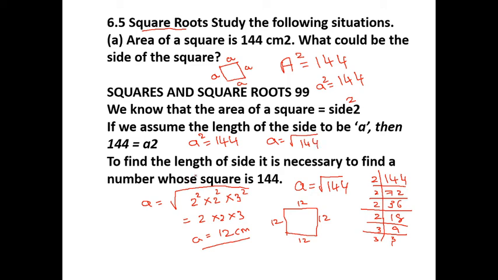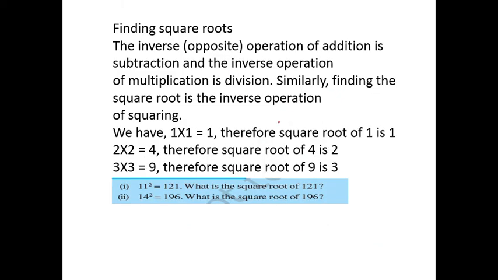So now the important topic is the square and square root. See now, finding the square root is the inverse operation of squaring, just as the inverse operation of addition is subtraction and the inverse operation of multiplication is division. See now, 1 square is 1, 2 square is 4, 3 square is 9. So I can write square root of 4 is 2. Square root of 9 is 3. So square root of 121 is 11. Square root of 196 is 14.